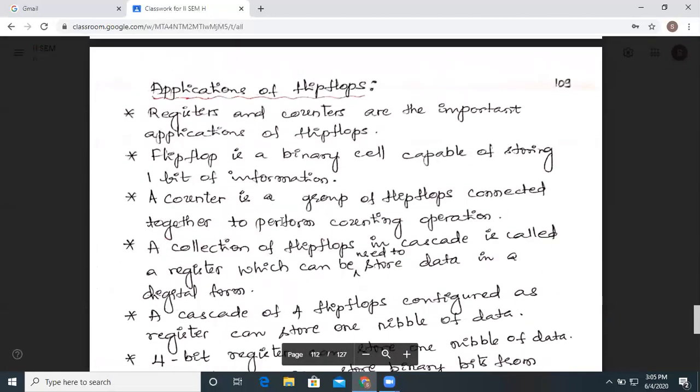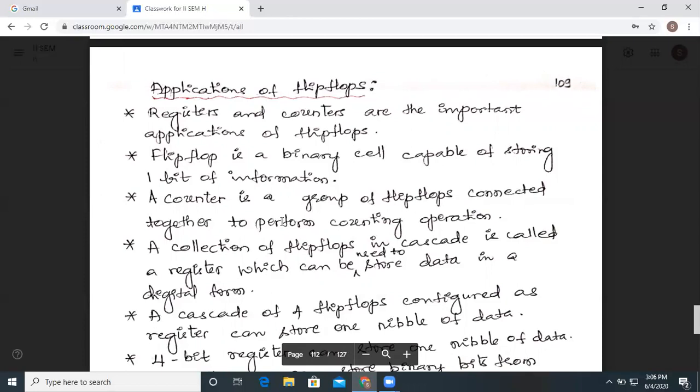Okay, so the next topic that we need to discuss is the application of flip-flops. Mainly there are two applications of flip-flops. One is registers, the other one is counters. These are the very important applications of flip-flops. You know that flip-flops can also be called binary cells, and these binary cells are capable of storing one bit of information.